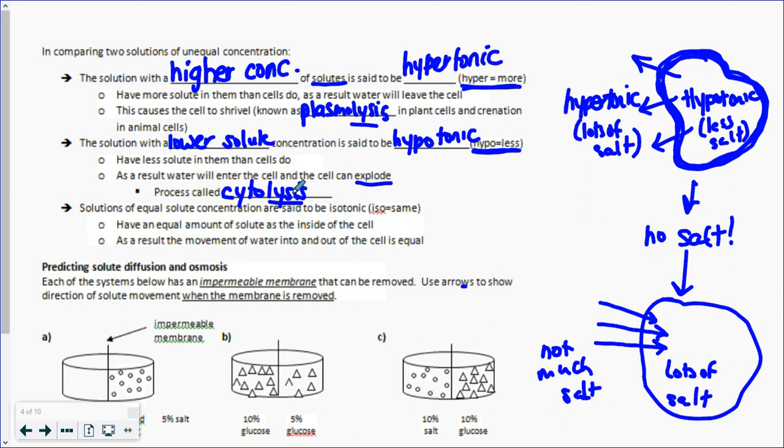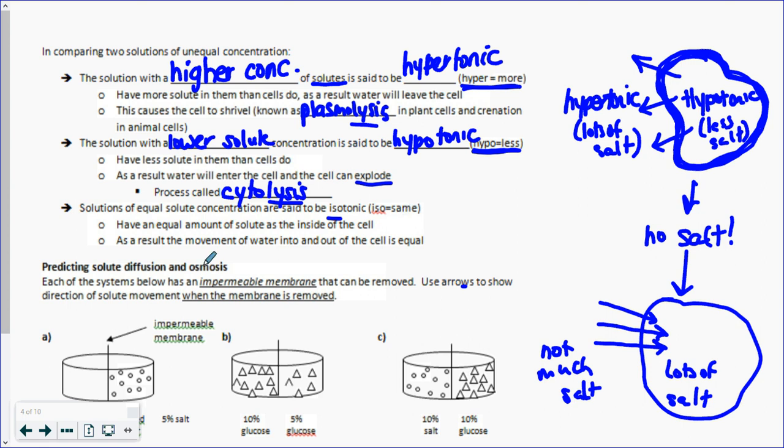Solutions that have equal solute concentration are considered to be isotonic. The word iso means same. So those have the same amount of solute as inside the cell, or across the membrane it has the same concentration. And so the net result would be water moving in and out at the same rate.